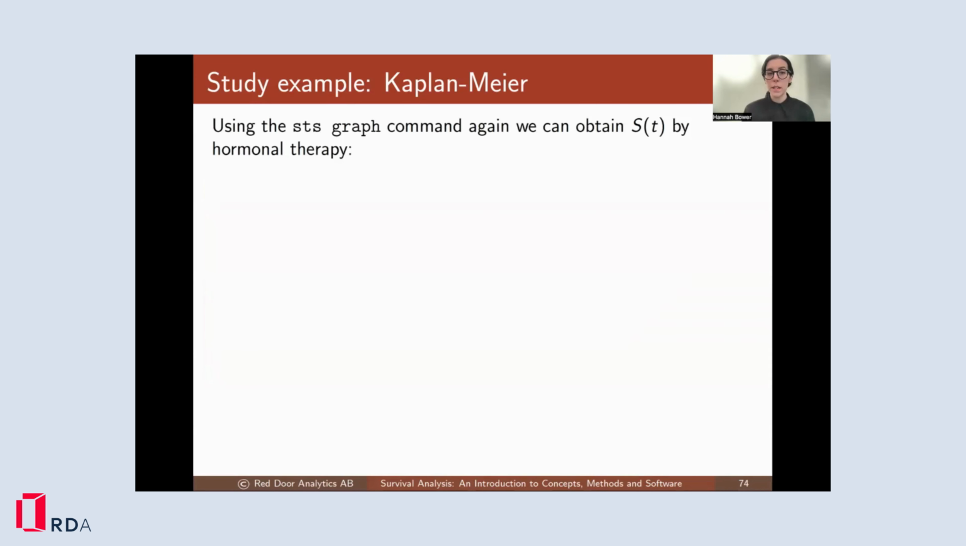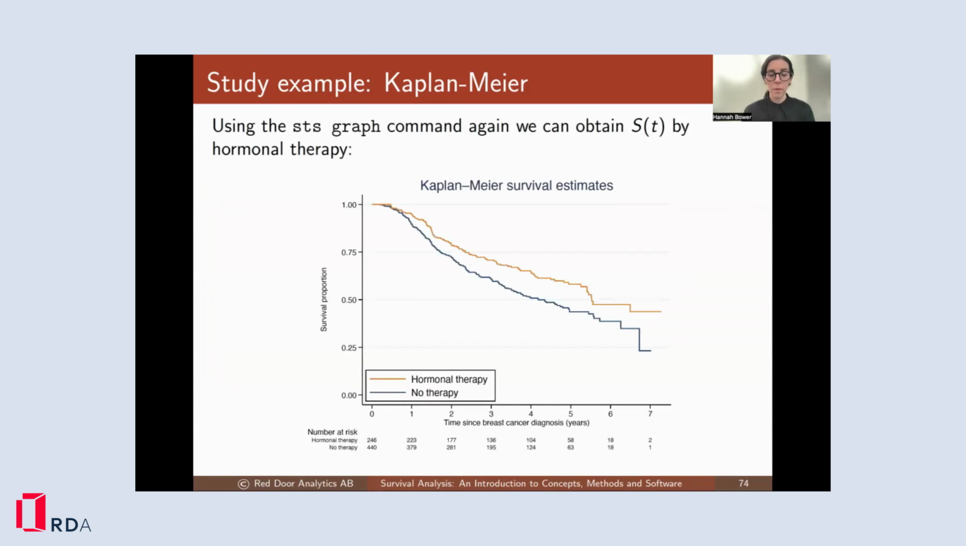We said before that we were interested in looking at this variable, hormonal therapy. So we may want to look at the Kaplan-Meier survival curves by hormonal therapy, and we can do that using sts graph again. And we can get a plot that looks something like this, where again we have the survival proportion on the y-axis and the time since breast cancer diagnosis in years on the x-axis. We have two different curves now which represent different hormonal therapy groups.